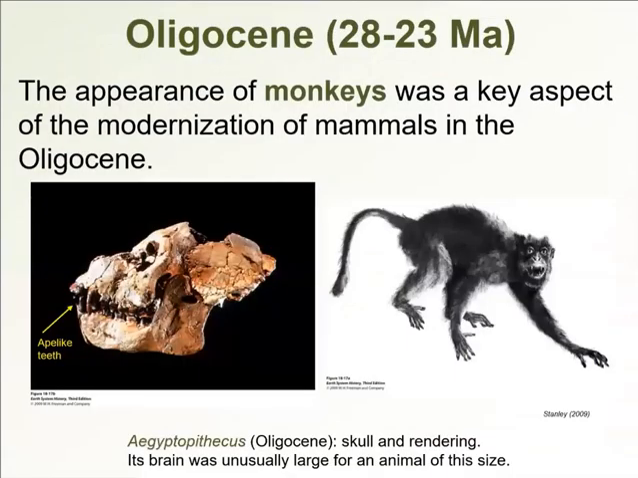Also during this time, we have the appearance of monkeys. Monkeys and other primates have an interesting trait: they have a larger brain cavity than their size would suggest. Their brain is unusually large compared to animals of other sizes. I'm not going to try to pronounce this particular primate's name, but this is an important development for our development.